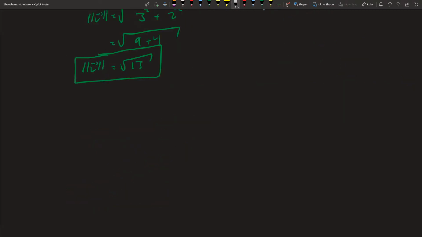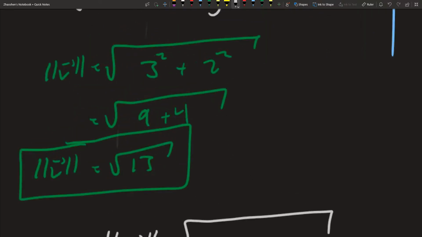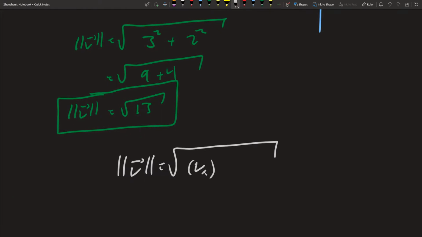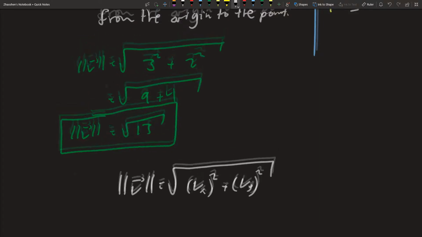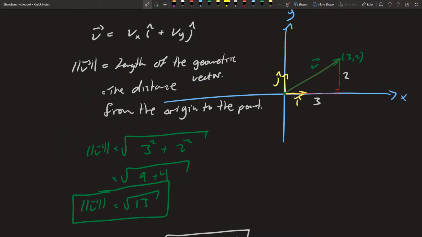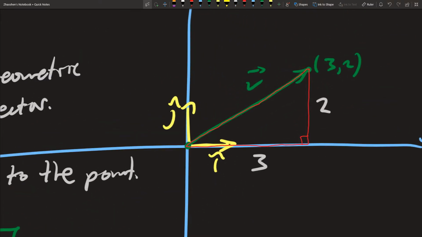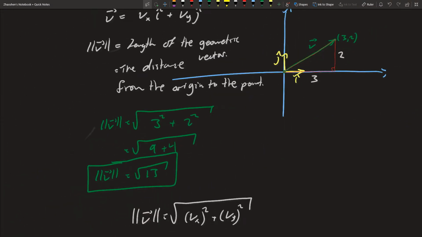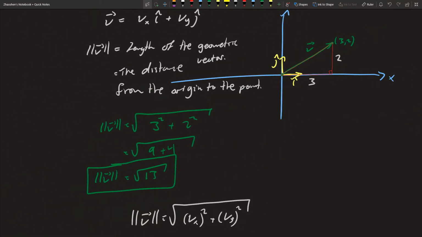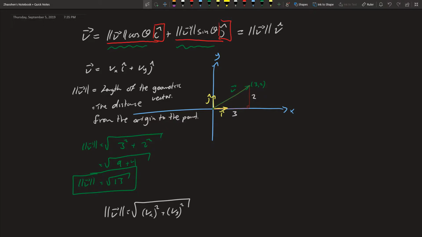In general, if you have any vector v, its magnitude is the square root of v sub x, which in this case corresponds to 3, v sub x squared plus v sub y squared. Notice that I don't even care about i and j in this case, because i and j are vectors and the magnitude is a scalar. Okay, so that's equation number 1.